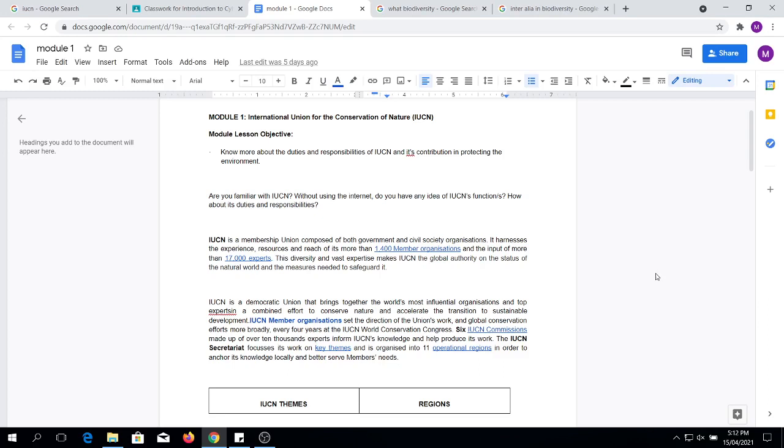So IUCN is a membership union composed of both government and civil society organizations. It harnesses the experience, the resources, and reach of its more than 1,400 member organizations and the output of more than 17,000 experts. So the diversity and the vast expertise make IUCN the global authority on the status of the natural world and the measures needed to safeguard it.